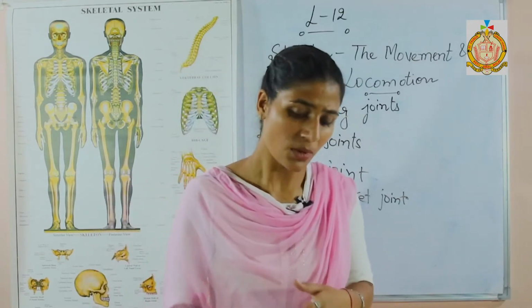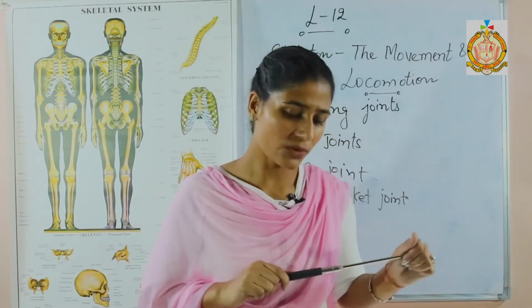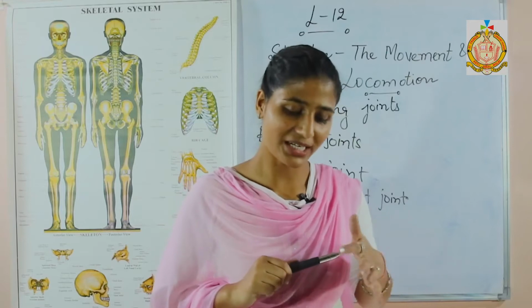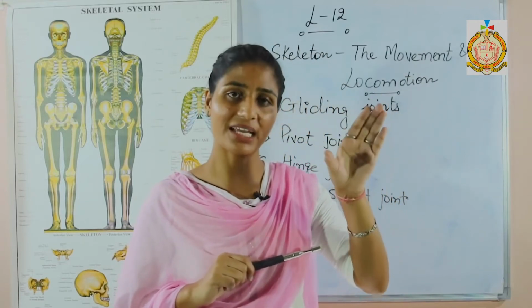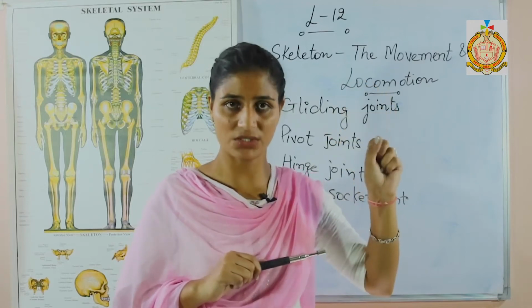Next, ball and socket. Ball and socket means one end of a bone is shaped like a ball, and the other one shows a cup-like structure, and the two are attached with each other.